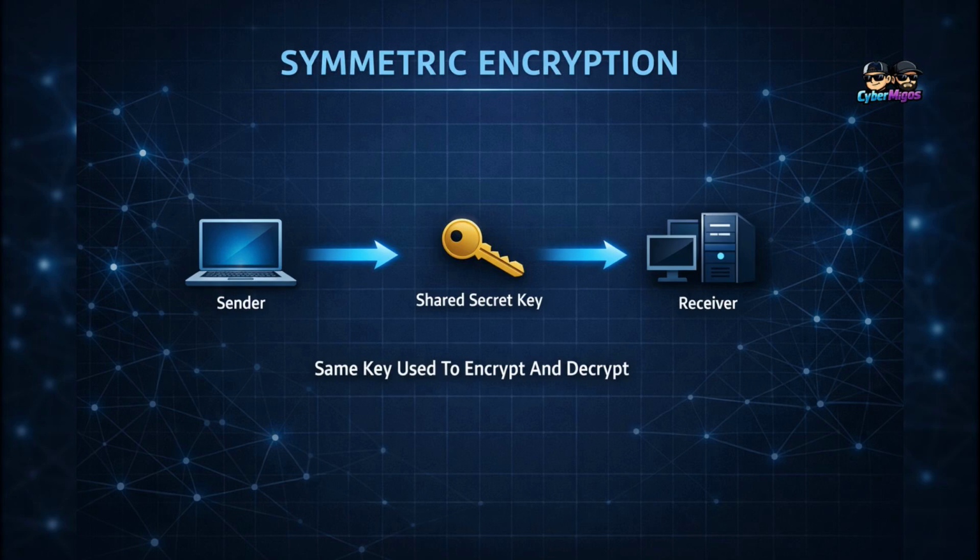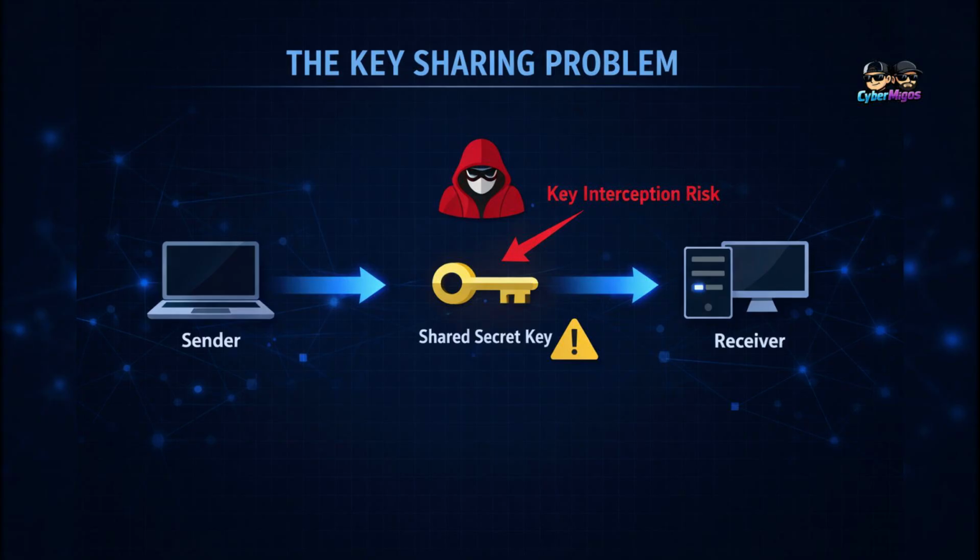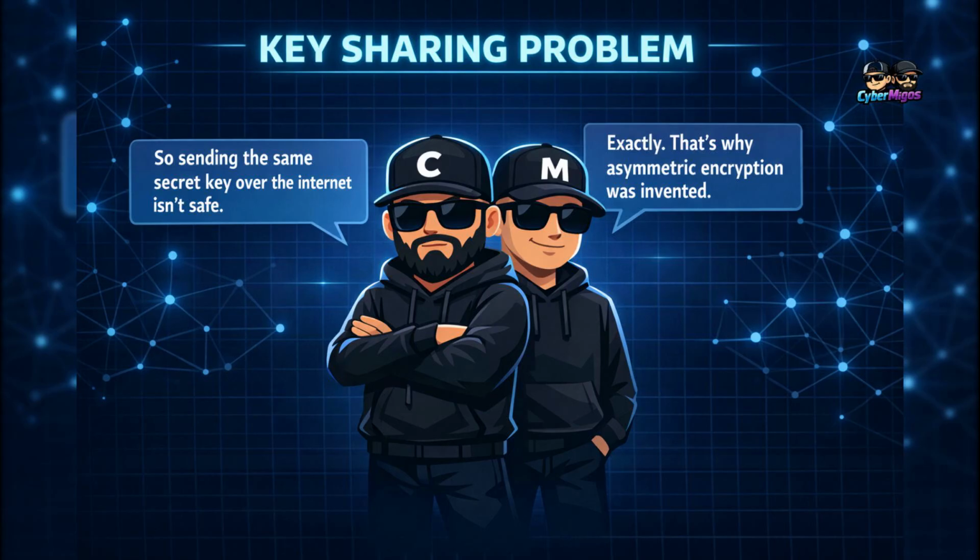Symmetric encryption uses one shared secret key. The same key encrypts the data, and the same key decrypts the data. The key sharing problem. Both sides must know the same secret key, so how do you safely share that key over the internet? So sending the same secret key over the internet isn't safe. Exactly. That's why asymmetric encryption was invented.